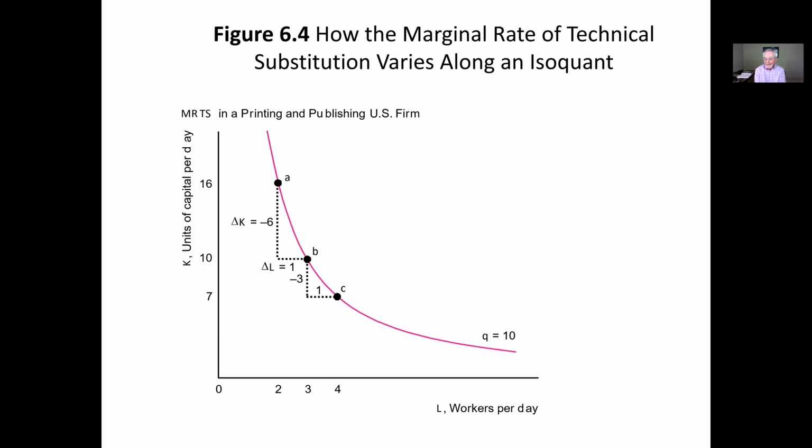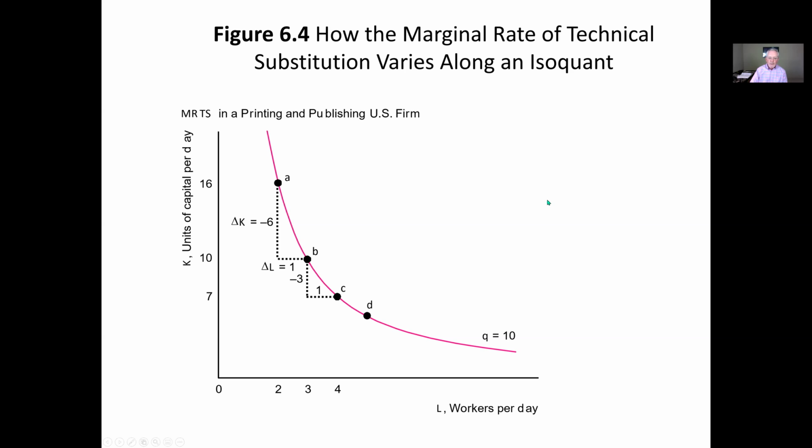I'm using more labor at C than I was at B, and I'm also using 3 units less capital at C than I was at B. But the rate of trade-off here was, when I had a lot of capital and less labor, I could give up 6 capitals per unit of labor. But now when I move from B to C, I have, starting at B, less capital. And so now as I add a unit of labor, I only have to give up 3 capitals to keep output unchanged.